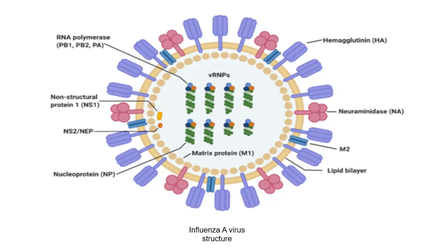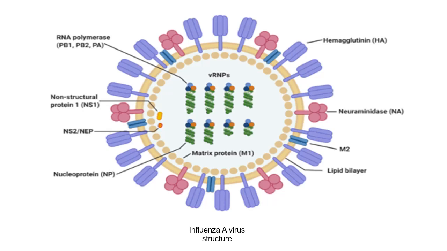Surrounding the RNA is a lipid bilayer. Inside the lipid, in addition to the RNA, are proteins which package and protect the RNA. Two large proteins protrude through the lipid bilayer.